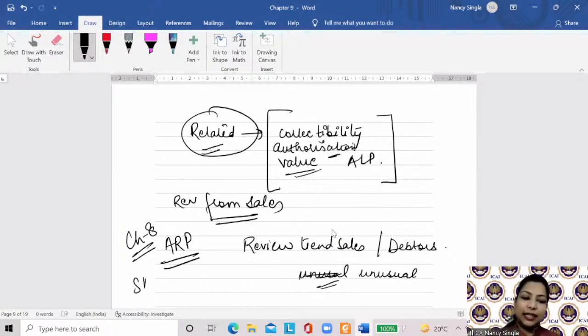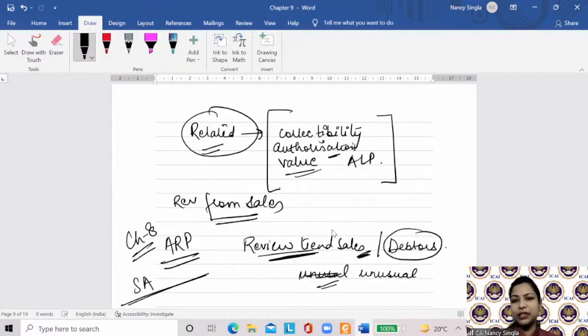So it is what? SA. I'll wait for another 10 seconds, then I'll write. Okay? So auditor can review the trend of what? The debtors with respect to trade sales. And if there is any unusual trend, then inquiries can always be made with the management, and management can be asked to give a brief justification or brief description with respect to this, and everything can be documented. Okay? So it is what? SA 520. Okay? So analytical review procedures can also be performed.